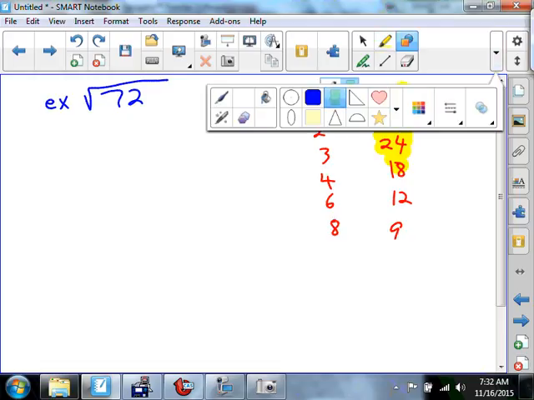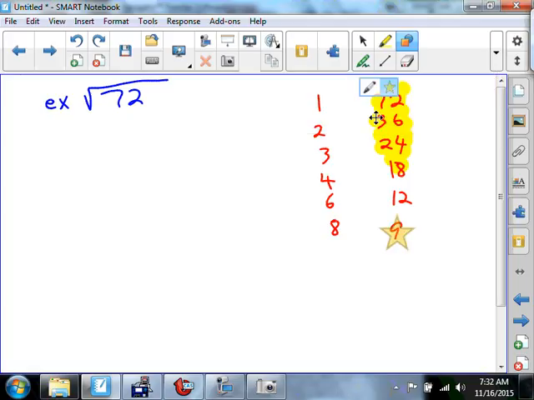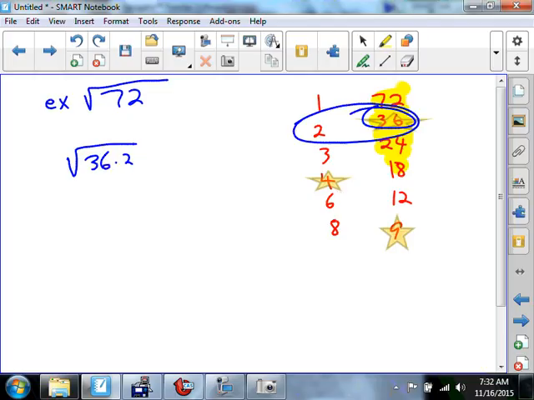For instance, 9's a perfect square. 4 is a perfect square. 36 is a perfect square. Well, which one's the biggest? Of course, it's 36. So when we simplify the square root of 72, it's going to be the square root of 36 times 2, square root of 36 times the square root of 2. So our final answer here is 6 radical 2.